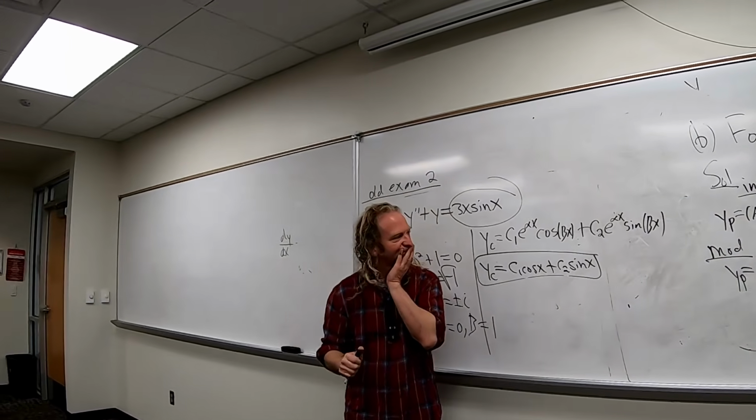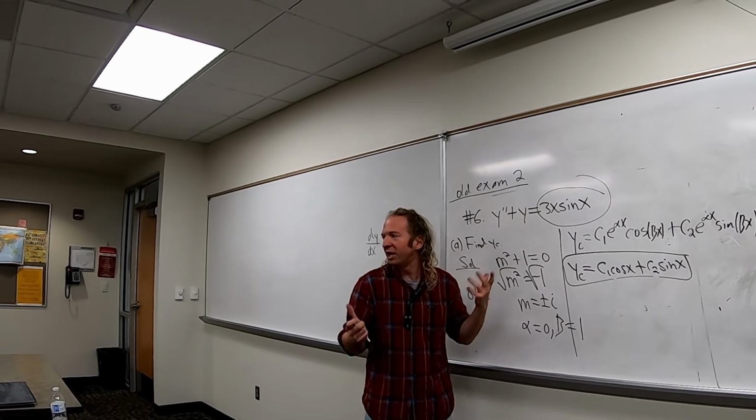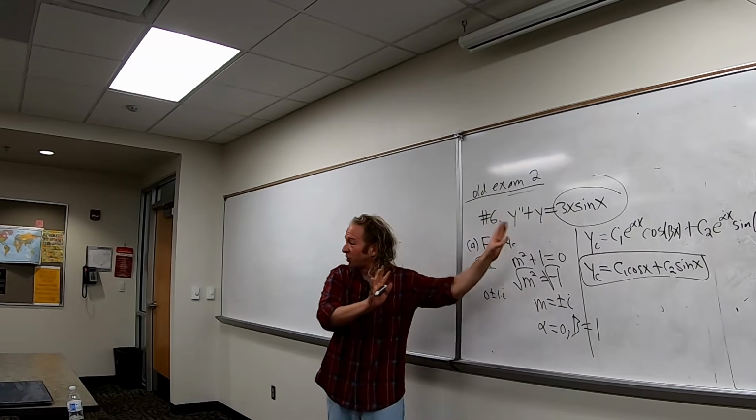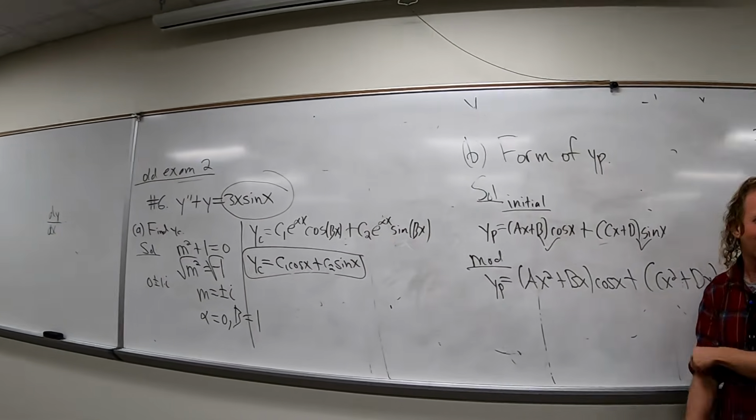How do we know to do it this way instead of using variation? The question will say find the form of yp. And it'll say find yc. It'll just ask you. For variation of parameters, it'll say use variation. And it's probably the last question on your test.